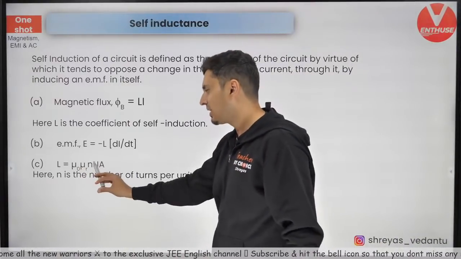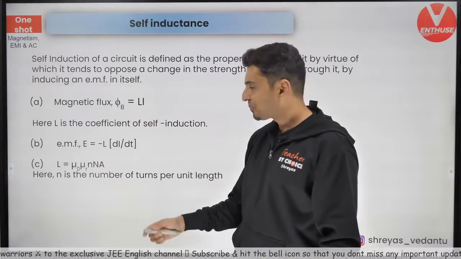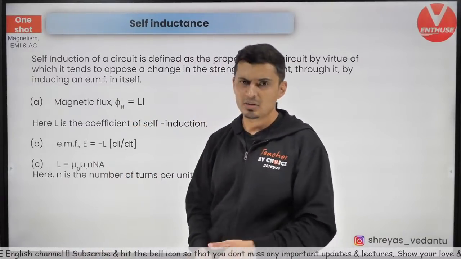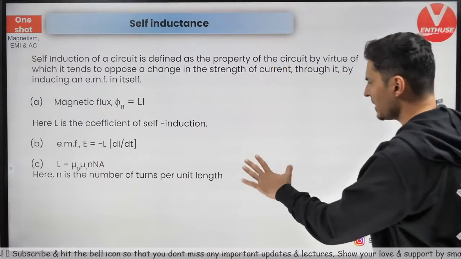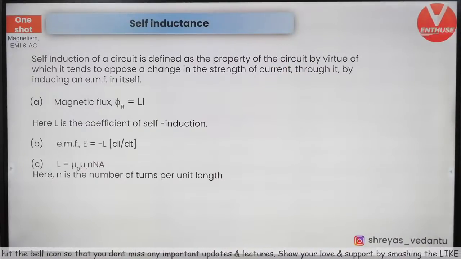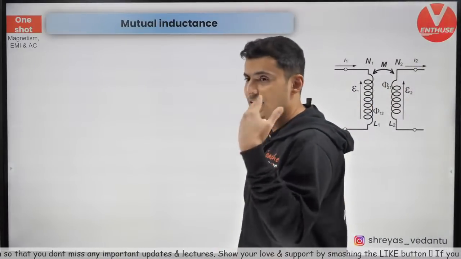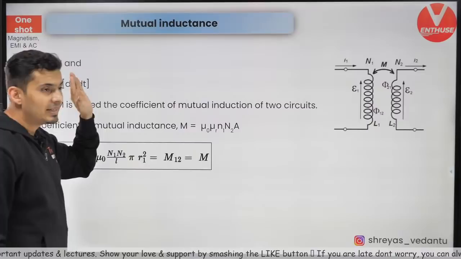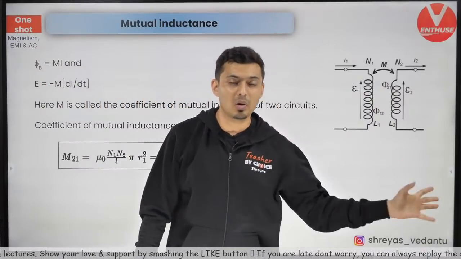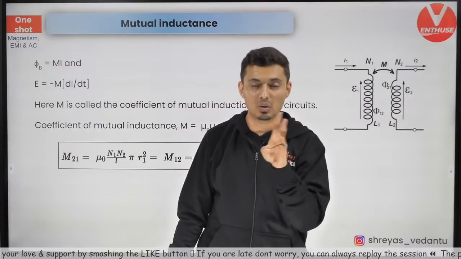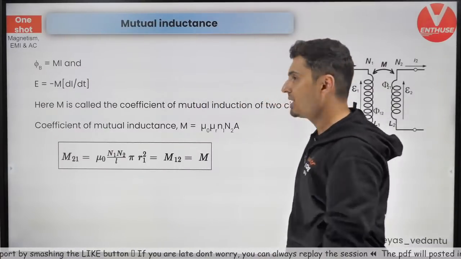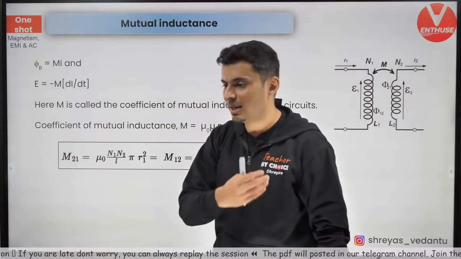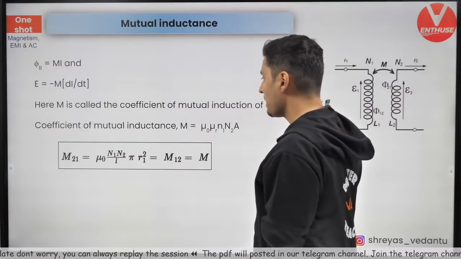Self-inductance of a solenoid, you can remember it: mu naught into n, the number of turns per unit length, into area. That's one formula which you can remember, but I don't see many problems on this in the CBSE board at least. Mutual inductance: the change in the current in one coil causes a change in the other. It's very similar. Flux is M into I. The flux in another coil is the mutual inductance coefficient into the current in the first coil. That's the formula. Same formula for EMF: instead of L di by dt, it is M di by dt. That's all.